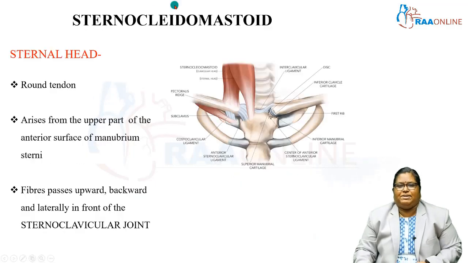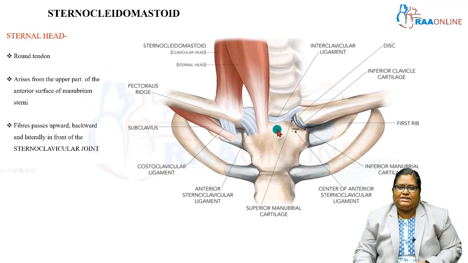As the name indicates, sternocleidomastoid, this muscle has two heads. One is the sternal head, and another is the clavicular head. The sternal head is a round tendon. It arises as a round tendon from the upper part of the anterior surface of the manubrium sterni. Its fibers pass upward, backward and laterally in front of the sternoclavicular joint, and this is the sternoclavicular joint.